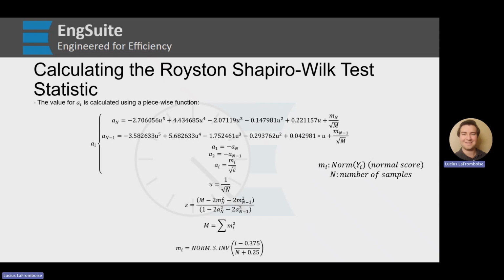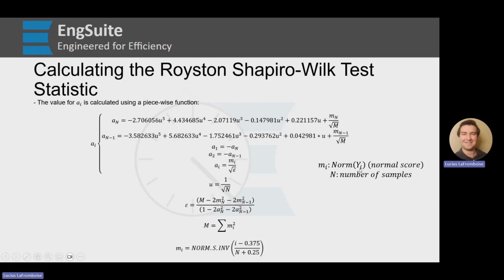So an is this really long equation that relies heavily on this u variable. And u, you'll see down here, is actually a constant based on our sample size n. So u equals 1 over the square root of n. That makes this pretty easy, just some big coefficients we have to deal with. And then you'll see at the end, we're adding on this term here, mn over the square root of capital M. So mi is our normal score.